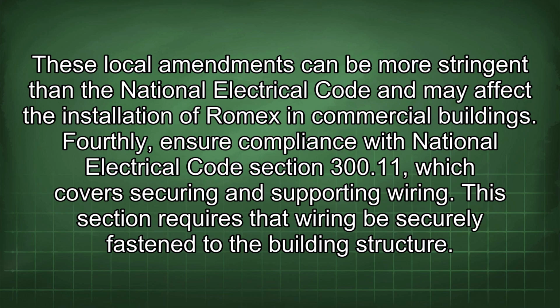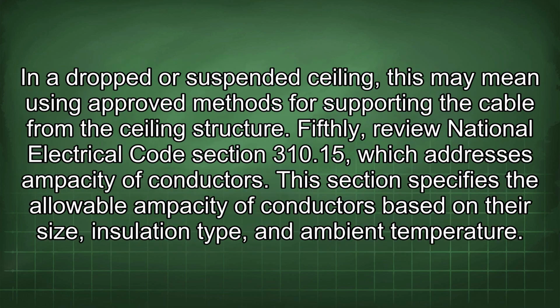Fourthly, ensure compliance with National Electrical Code Section 300.11, which covers securing and supporting wiring. This section requires that wiring be securely fastened to the building structure. In a dropped or suspended ceiling, this may mean using approved methods for supporting the cable from the ceiling structure.